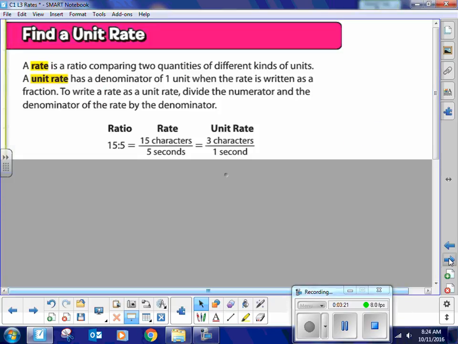Find a unit rate. A rate is a ratio comparing two quantities of different kinds of units. We already defined that. A unit rate has a denominator of 1 when the rate is written as a fraction. To write a rate as a unit rate, divide the numerator and the denominator by the denominator. They have a rate of 15 characters in 5 seconds. We divide everything by 5, and we find that it is 3 characters in 1 second. That's a unit rate.